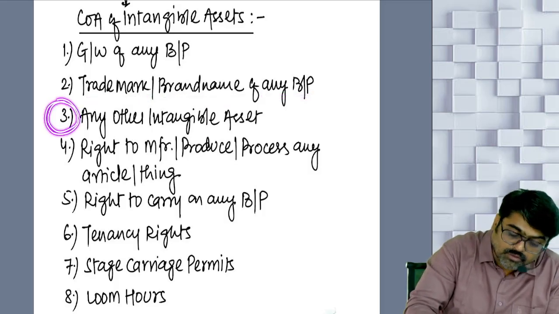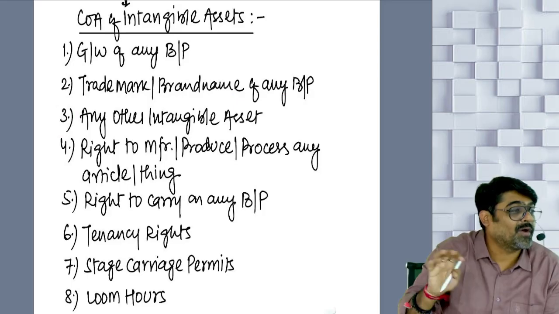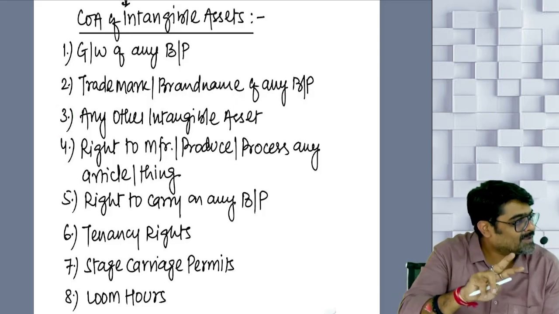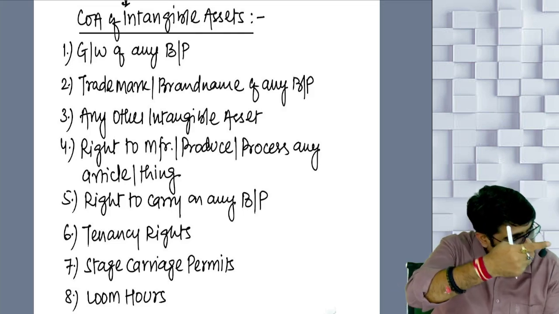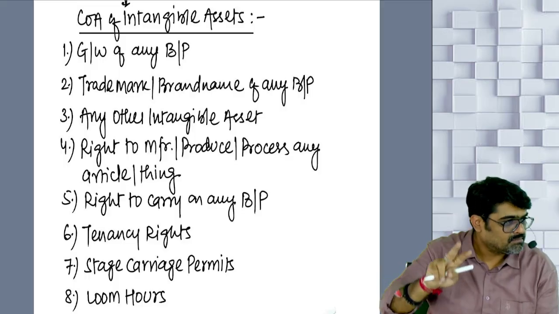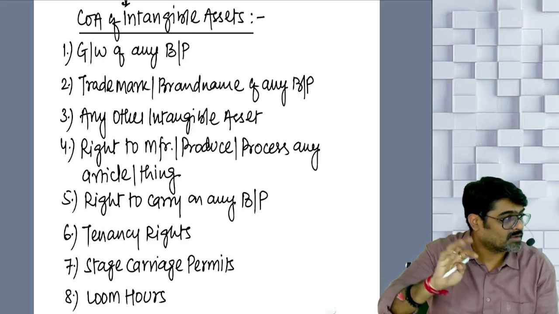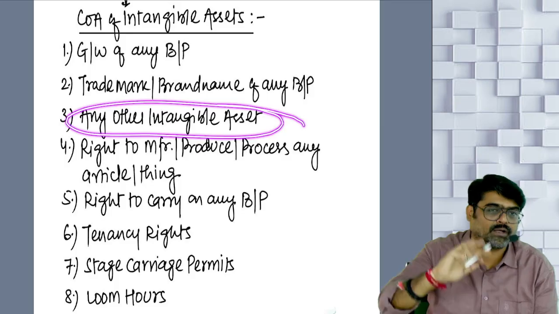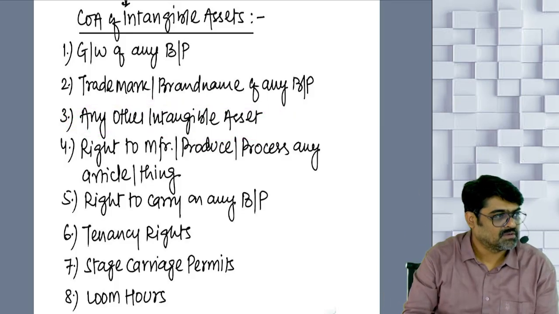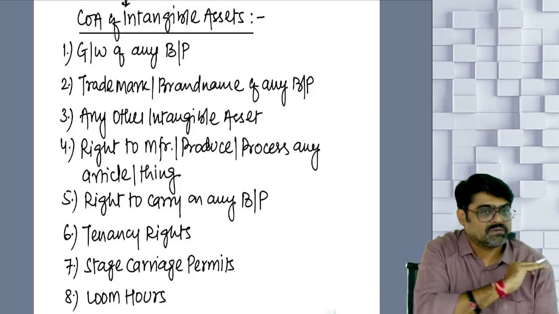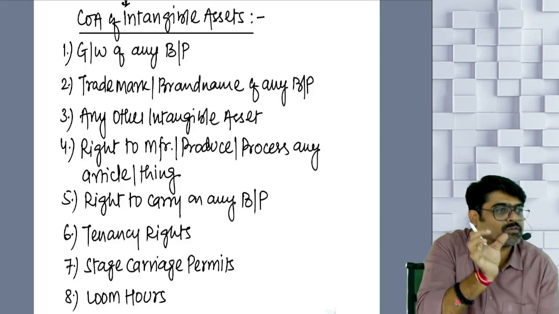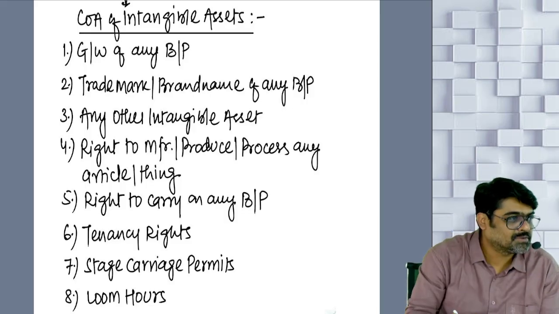And point number 3, can you see? This point number 3 was not there 2 years back. 2 years back, only 2 assets: goodwill of any business or profession, trademark or brand name of any business or profession. This point number 3 was not there only 2 years back. 2 years back, an amendment came. Goodwill, trademark, brand name or any other intangible asset. This word was also introduced.